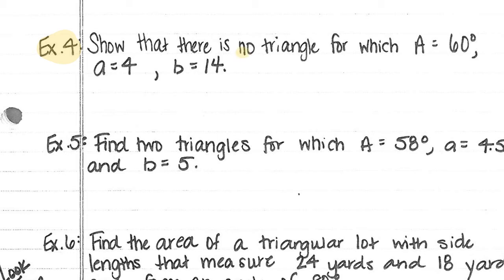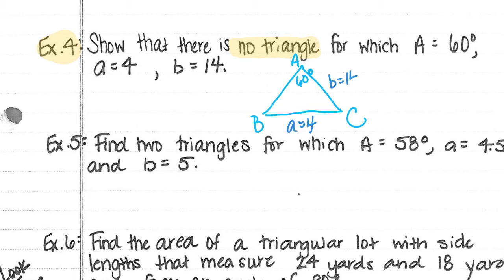So example 4 says, show that there is no triangle for which A is 60 degrees, little a is 4, and b is 14. So of course, the first thing I'm going to do is draw my triangle. And I show A, B, C, and it tells us A is 60 degrees. We don't know B or C, but we know that little a is 4 and b is 14. Now, one thing we have to remember is that the sine of anything, I'll just call it A, is between 1 and -1.